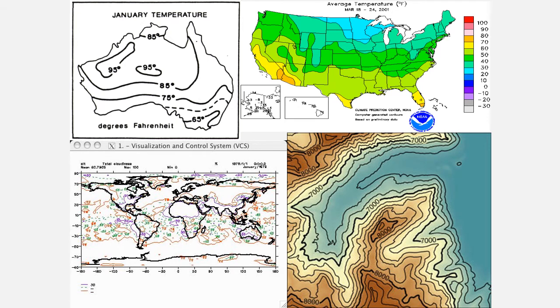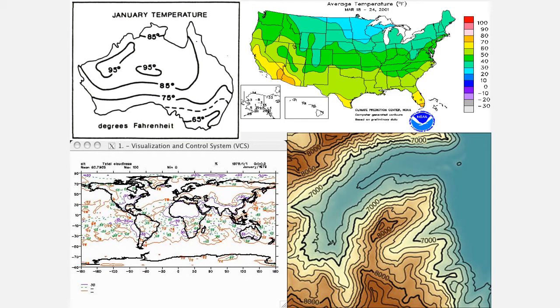So here you see in the bottom right, that is a topographic map, right? Where you see isolines of equal value. In this case, the equal value is the elevation, right? The other ones you can see are variously showing temperature and cloud systems and air pressure and things like that. But these are isoline maps.